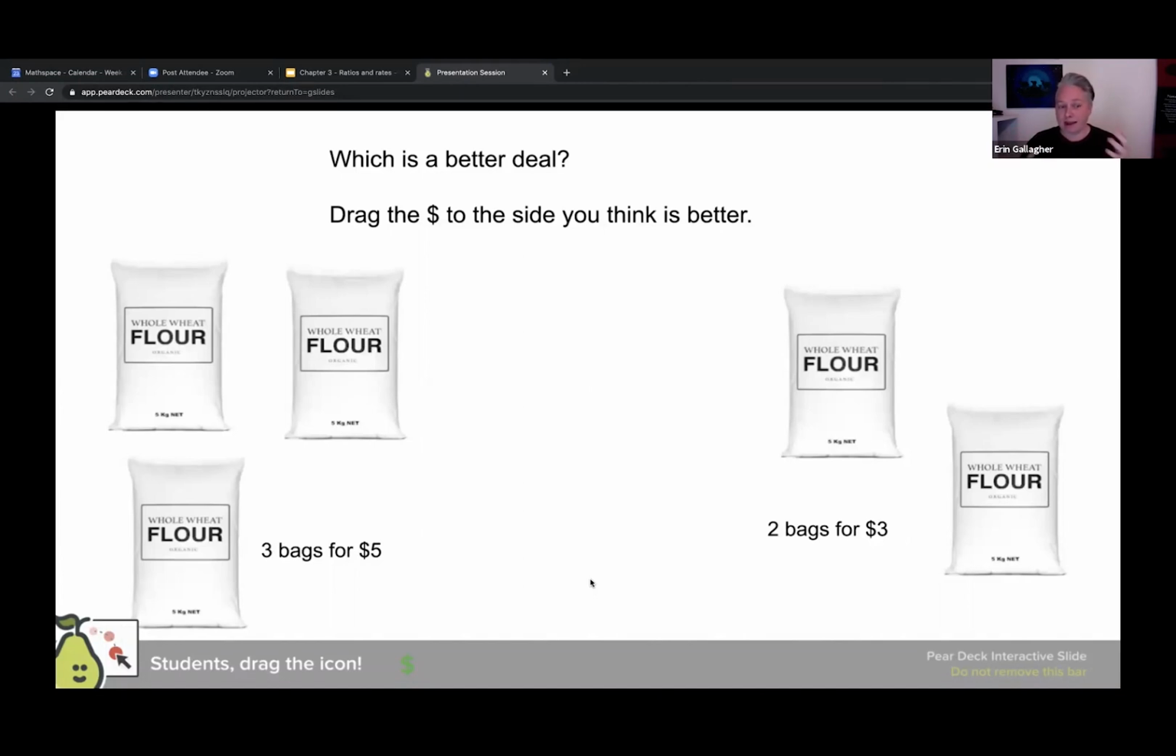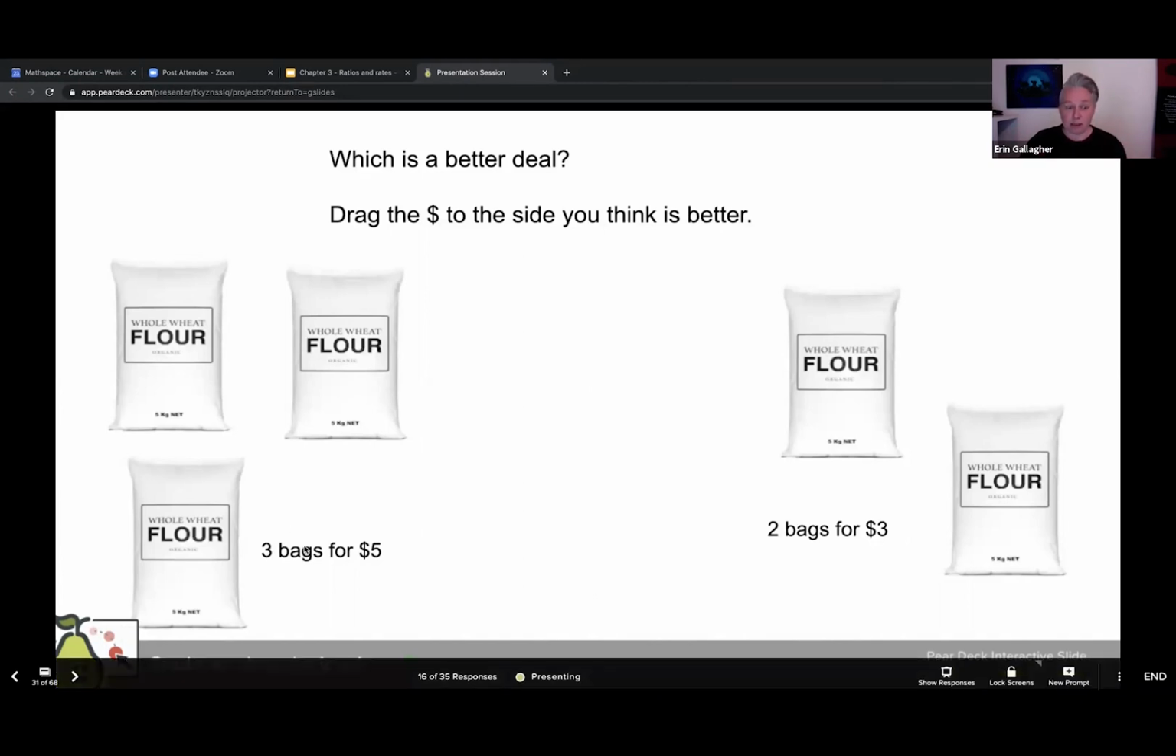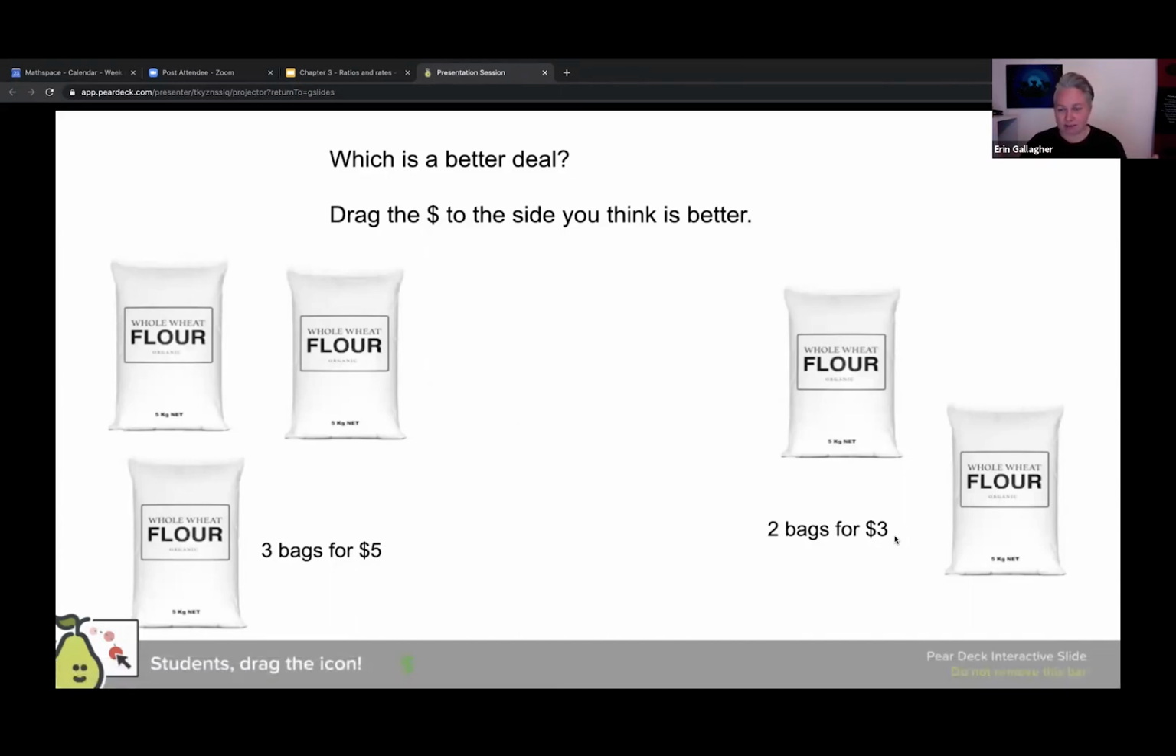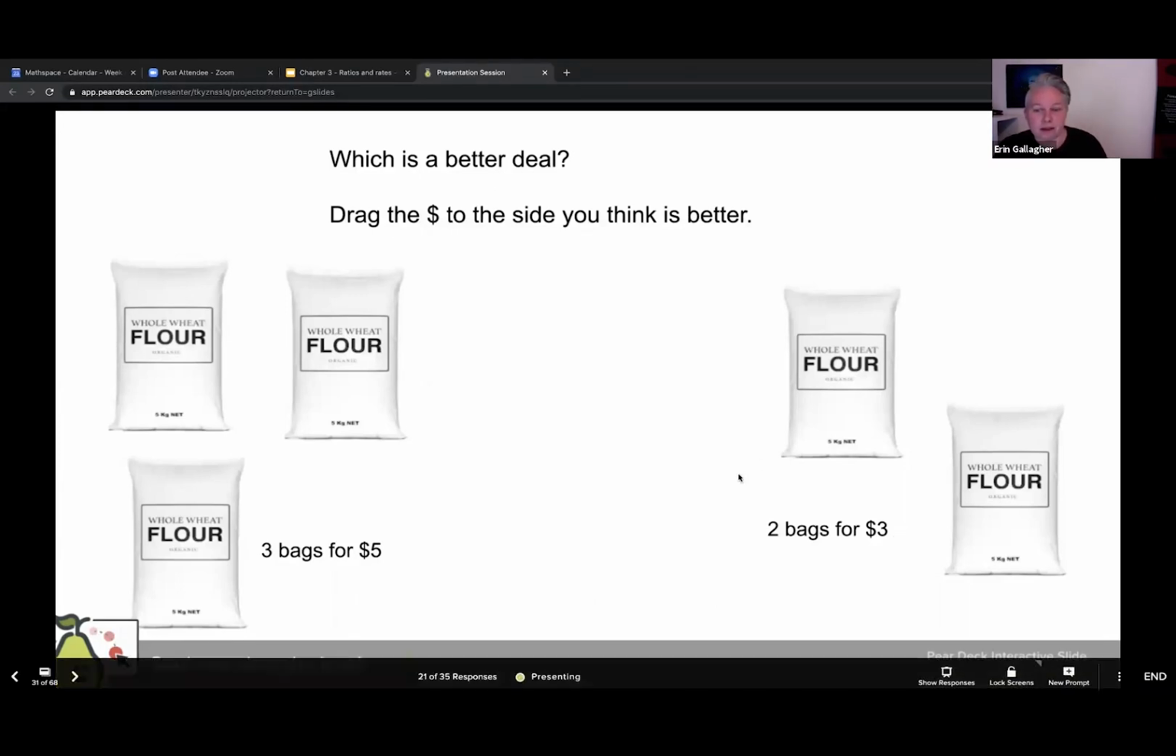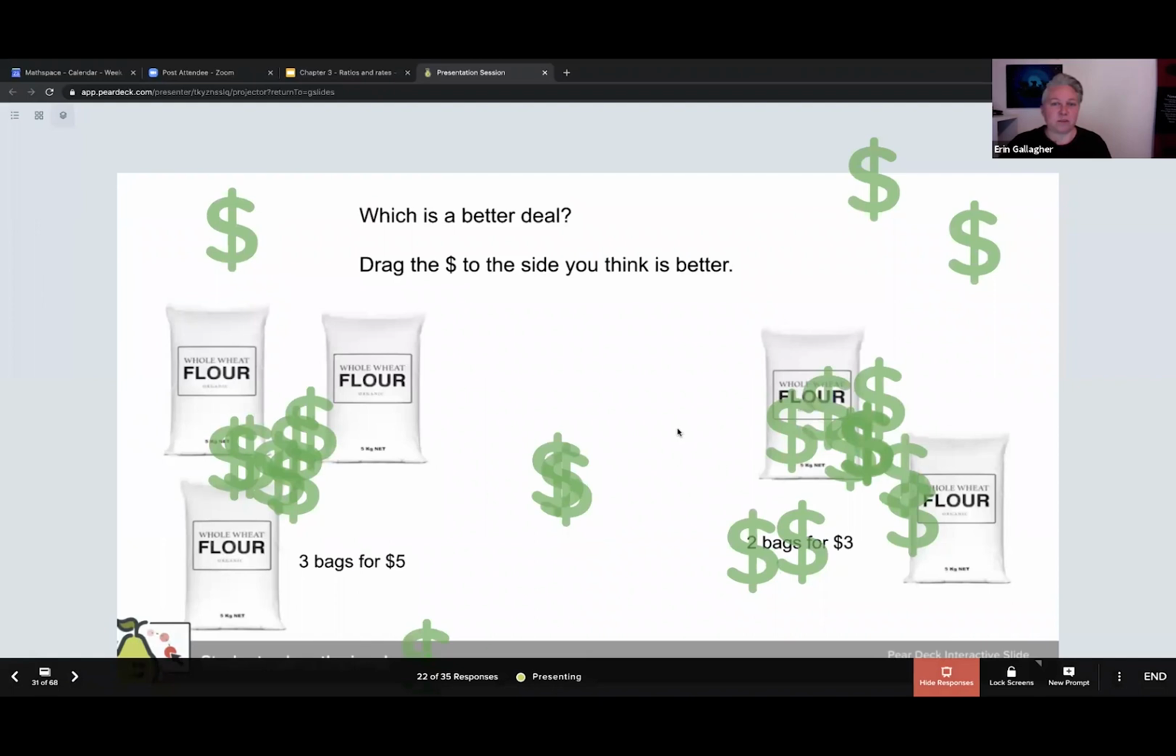This is all about understanding your ideas for ratios. 3 bags for $5 or 2 bags for $3. Which is the better deal? Assuming all the bags of flour are exactly the same size. Which one is the better deal? 3 bags for $5 or 2 bags for $3? So most people are thinking about their answers there. There's some dollar signs moving around the screen.